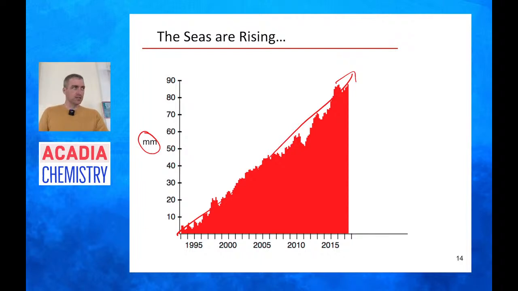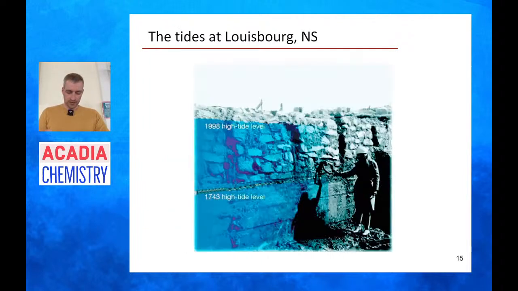So sea level rise is obviously a problem for lots of different reasons. This is actually a picture showing the high tide level in 1998 versus the high tide level in 1743 in Louisbourg, Nova Scotia, up on the northern part, close to Sydney, right?